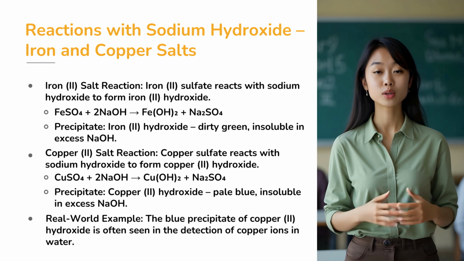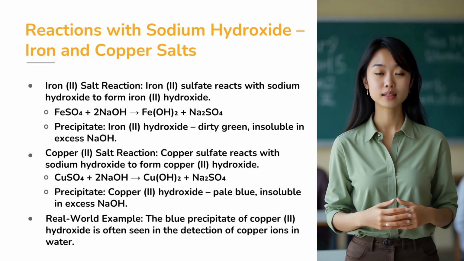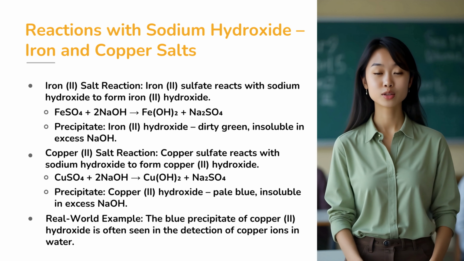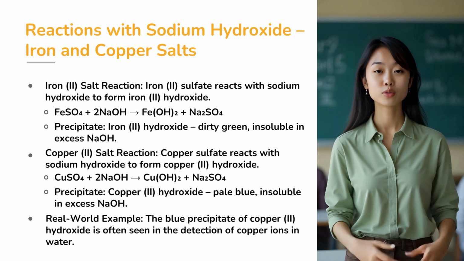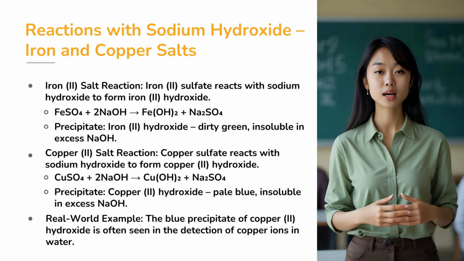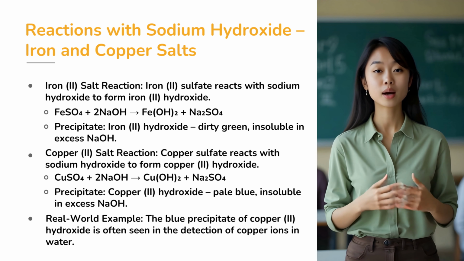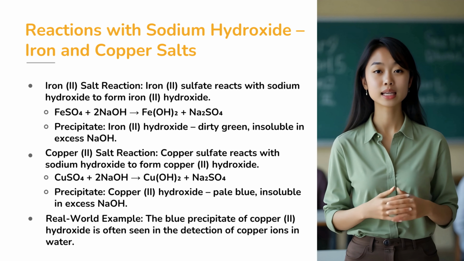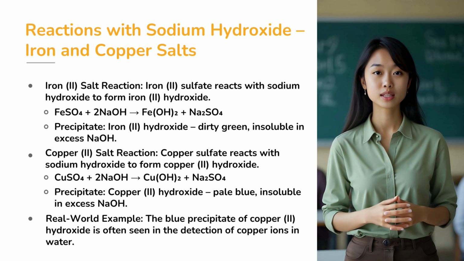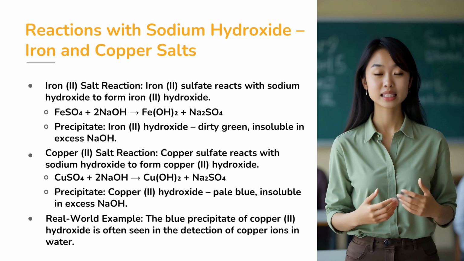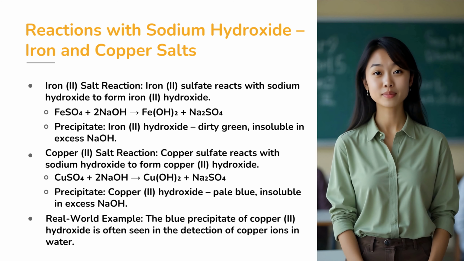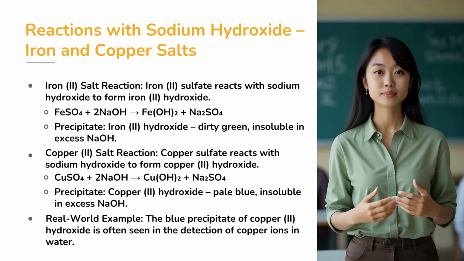Similarly, copper sulfate reacts with sodium hydroxide to form copper(II) hydroxide, a pale blue precipitate. The reaction goes like this: copper sulfate, CuSO4, reacts with 2 moles of sodium hydroxide, NaOH, to form copper(II) hydroxide, Cu(OH)2, and sodium sulfate, Na2SO4. Notice how the pale blue color of copper(II) hydroxide is an easy indicator in the lab for identifying copper ions. These reactions give us a visual clue for metal identification.